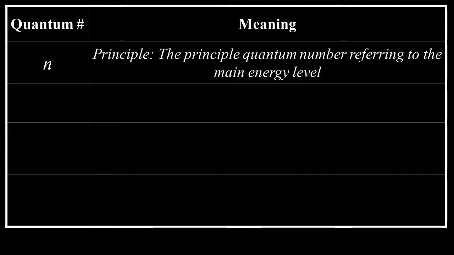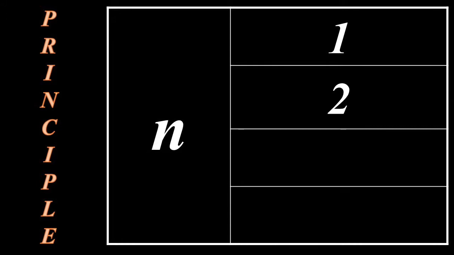And you can have a 7p or a 7s, where that 7 is the principal quantum number 7. You can have 4p, where the principal quantum number is 4. So you can have a variety of choices for that principal quantum number. 1, 2, 3, 4 are just a few of them. You can have many more than that.